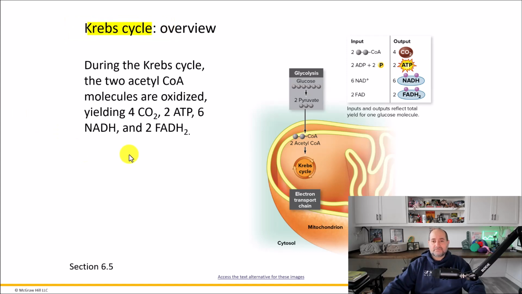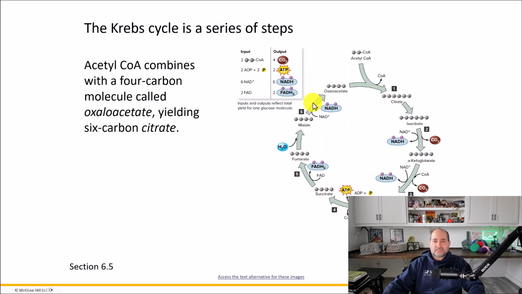Now for the Krebs cycle, remember that at the end of the transition step, we yielded 2 acetyl-CoA molecules. Both of those are headed to the Krebs cycle, which occurs inside of the matrix of the mitochondria. What I want you to know are the inputs and the outputs of the Krebs cycle. So the main input to know about is your 2 acetyl-CoAs. And the outputs you should know about are 4 CO2s, 2 ATPs, 6 NADHs, and 2 FADH2s. We're going to look at this in a little bit more detail, but again, you don't need to know all the fine little details.